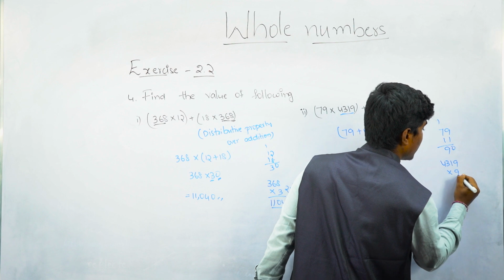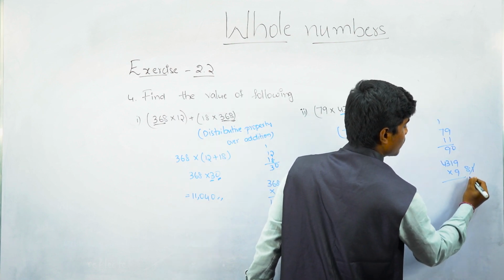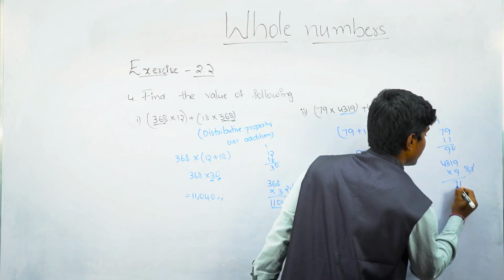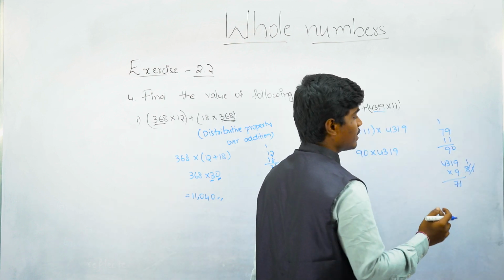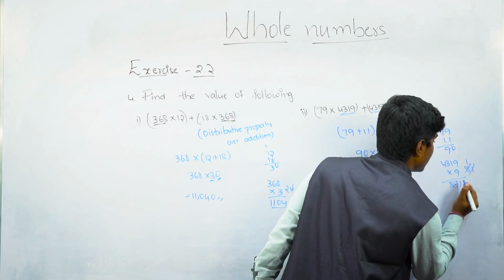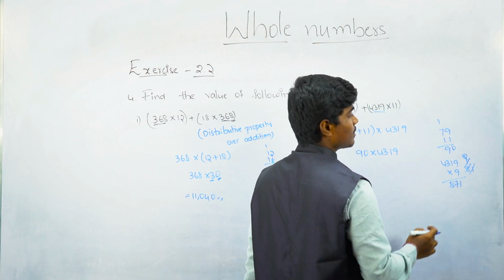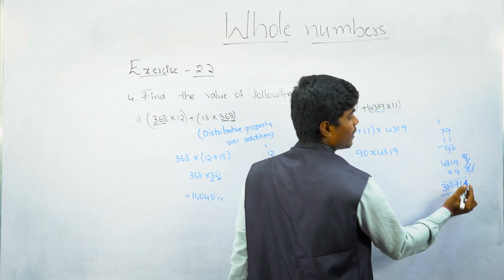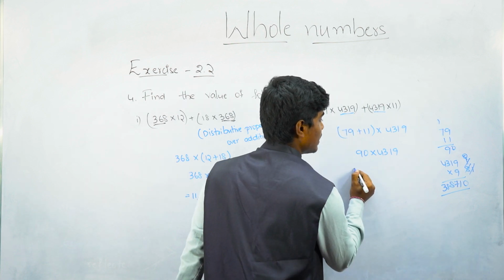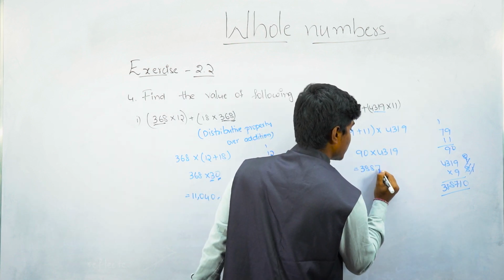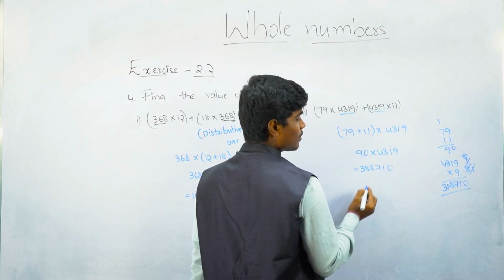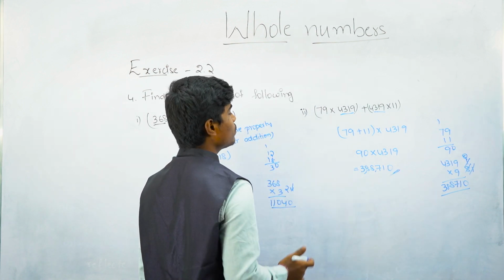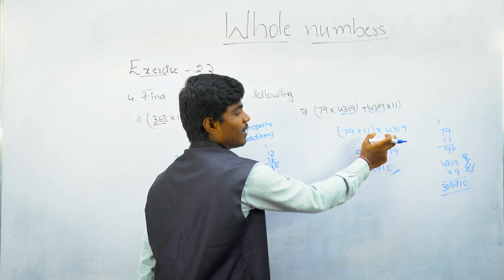Now let's multiply 4319 into 9. 9 9s are 81. 9 1s are 9. 9 plus 8, 17. 9 3s are 27. 27 plus 1, 28. 9 4s are 36. 36 plus 2, 38. Here we have 0. So we have to add 0. So the answer is 388,710, that is 3,88,710. Here also he used distributive property over addition.